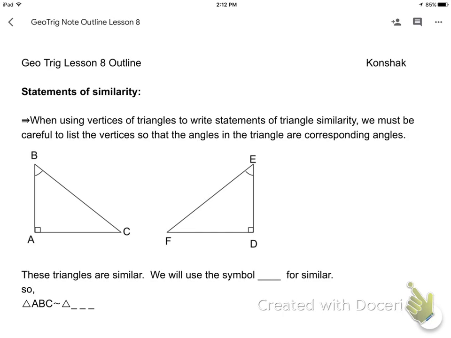So what we have here is geotrig lesson 8. We're going to start part A. This will be day 1. What we're going to talk about today is statements of similarity.